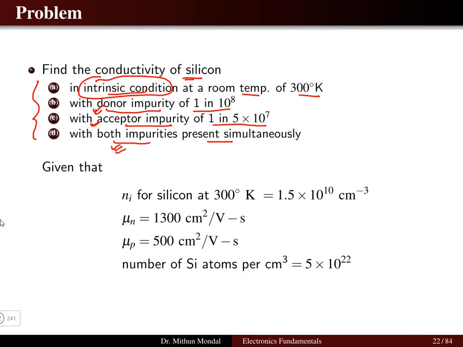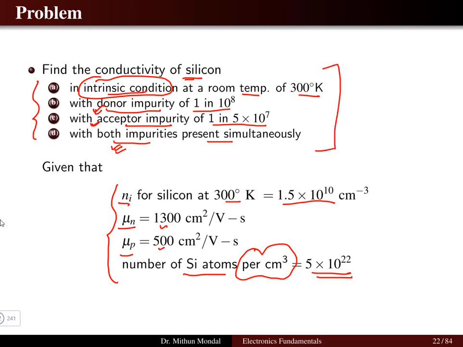Here, some information is given: the intrinsic concentration for silicon at 300 Kelvin is 1.5 into 10 to the power 10 per centimeter cubed. The mobilities of electrons and holes are also given as 1300 and 500 centimeter squared per volt second. And the total number of silicon atoms per centimeter cubed is 5 into 10 to the power 22. So we have to determine the concentrations. Let us see the solution.